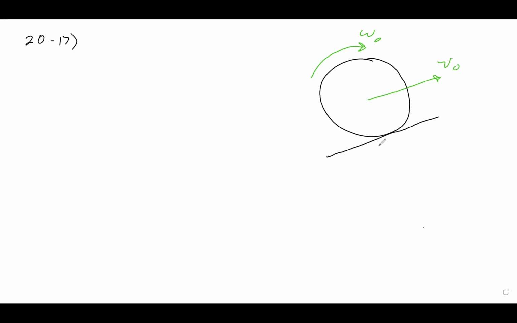Okay, so we are going to be dealing with a sphere, and they give us an initial angular velocity in the clockwise direction, omega naught, and they are assuming that the velocity is going to be up the ramp. And then there is obviously the ramp, which has a 20-degree angle.